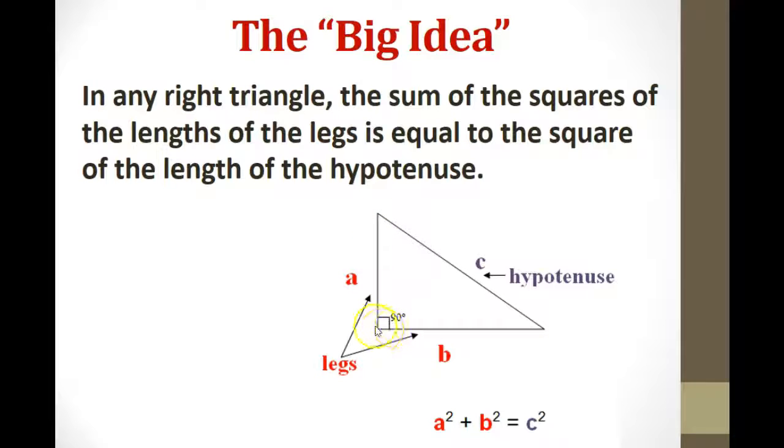But I want to point out how to identify the legs. The right angle helps us identify the legs. The two legs form the right angle. And then the other side that is directly opposite to the right angle, away from it, is the hypotenuse. The hypotenuse is the longest side of any right triangle.